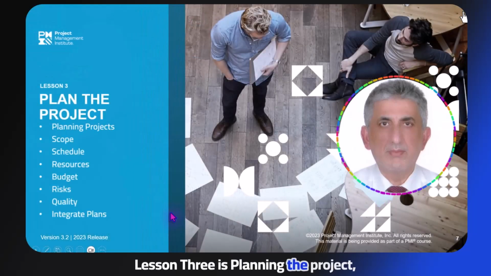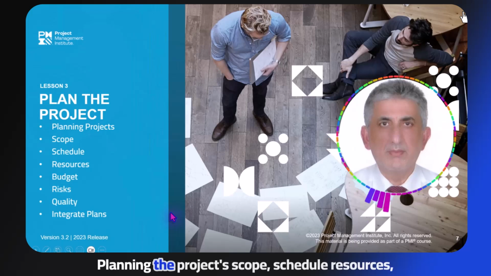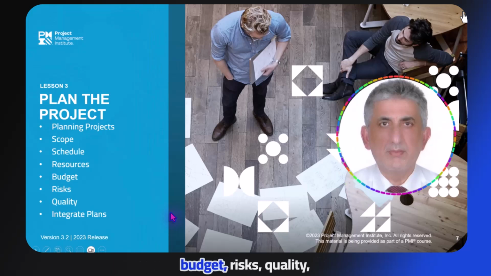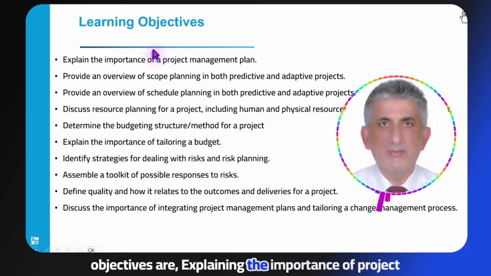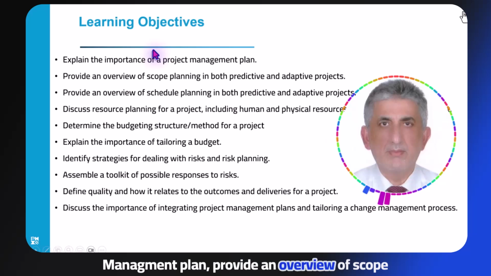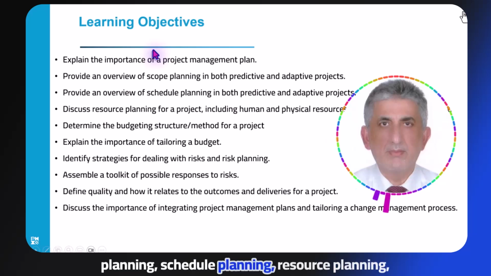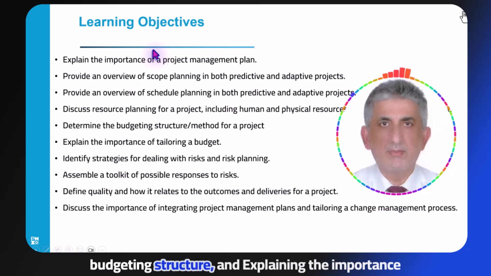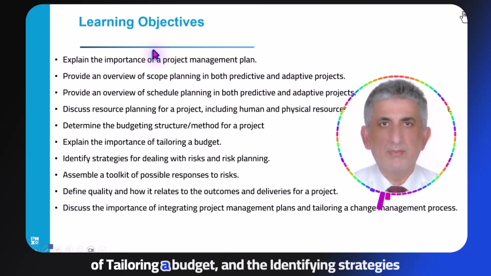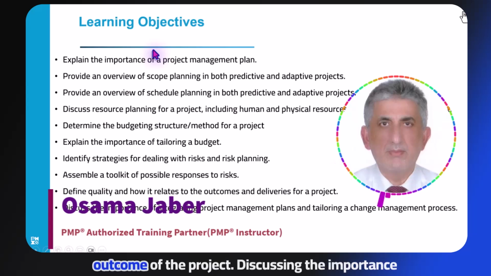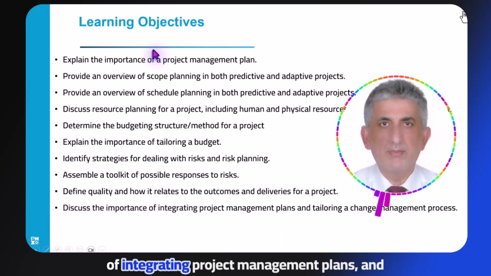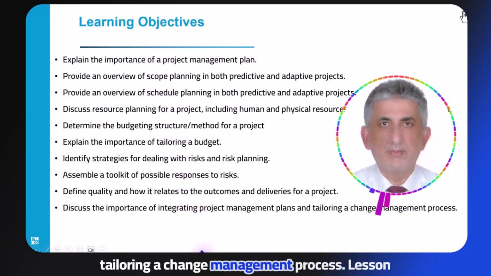Lesson 3 is planning the project. Planning the project's scope, schedule, resources, budget, risks, quality, and how to integrate plans. Lesson 3 learning objectives are explaining the importance of project management plan, provide an overview of scope planning, schedule planning, resource planning, budgeting structure, and explaining the importance of tailoring a budget, identifying strategies for dealing with risks and risk planning, responses to risk, defining quality and how it relates to the outcome of the project, discussing the importance of integrating project management plans, and tailoring a change management process.